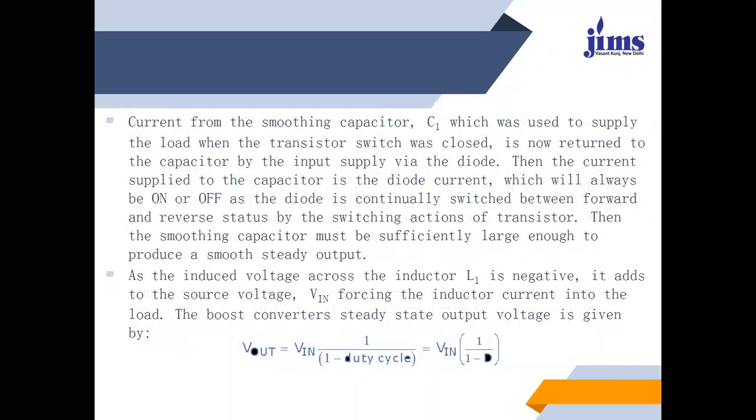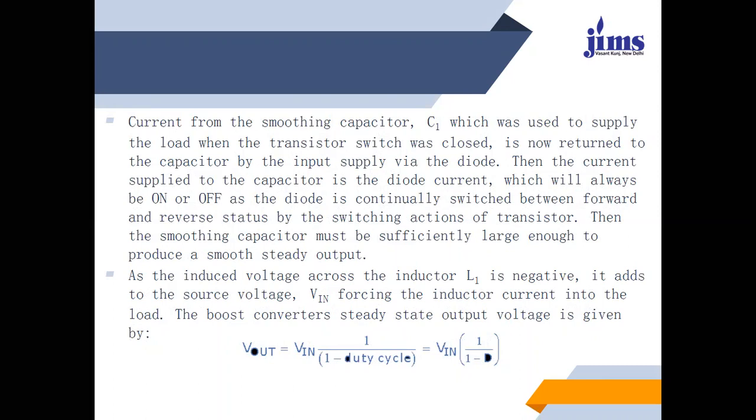Current from the smoothing capacitor C1, which was used to supply the load when the transistor switch was closed, is now returned to the capacitor by the input supply via the diode. Then the current supplied to the capacitor is the diode current, which will always be on or off as the diode is continually switched between forward and reverse status by the switching action of the transistor. Then the smoothing capacitor must be sufficiently large to produce a smooth, steady output.